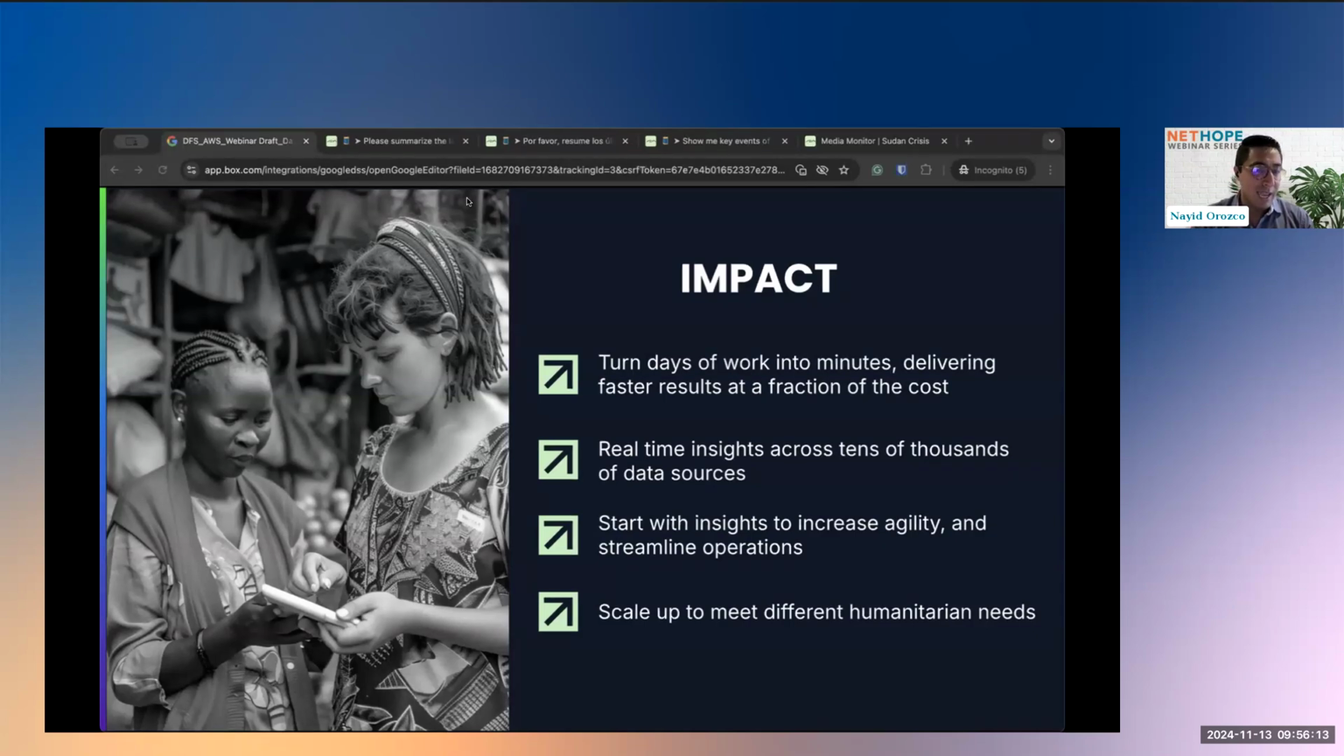Third, we are enabling organizations to start with insights rather than just raw data. This means that teams can focus on making decisions and taking action rather than spending the whole time on data gathering and processing. And finally, we have built GANNET to scale, whether you're responding to a localized emergency or coordinating a multi-country response. The platform adapts to meet different humanitarian needs.